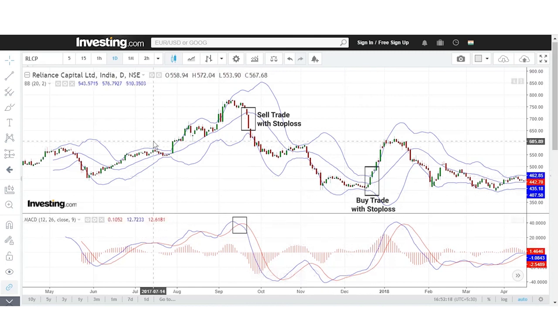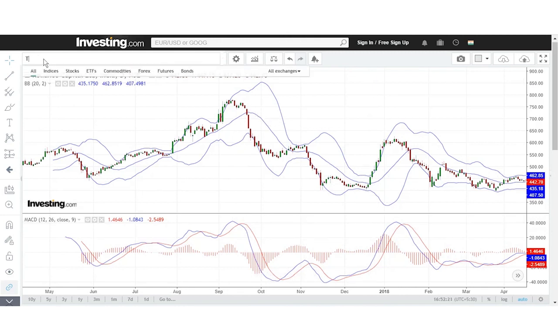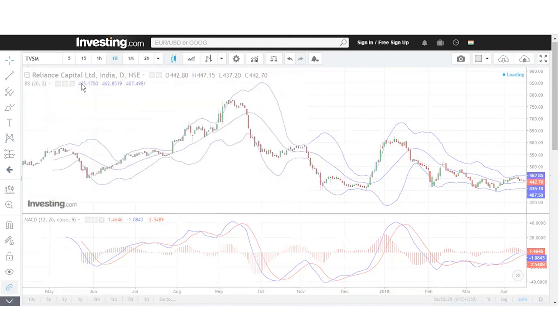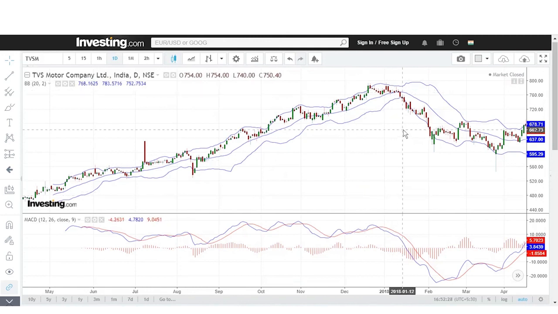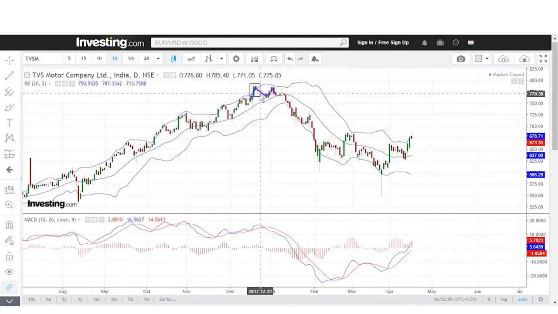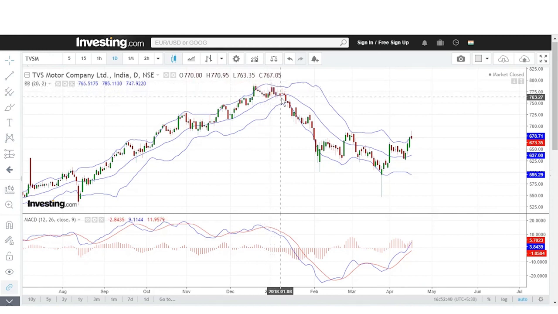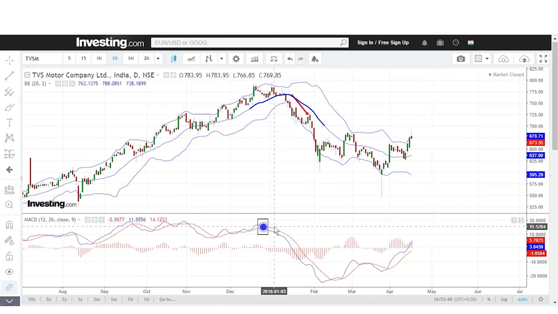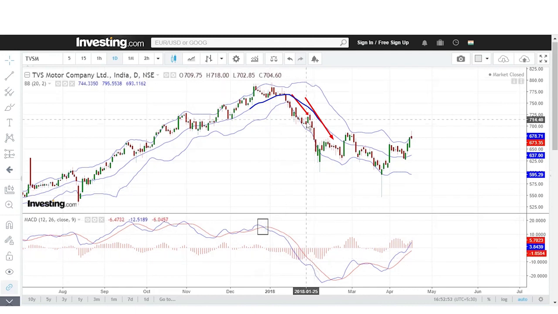Let us look at one more example. Here we are looking at the TVS Motor chart. See, there was a very beautiful M top here. First it was outside, next one was outside again, but more or less at the same level. Now eventually what happened? The swing low was taken out here and the price moved below the mid Bollinger line, and there was a negative crossover by this time also. Now see what happened? The price moved a lot lower. So this is a way one should have traded.